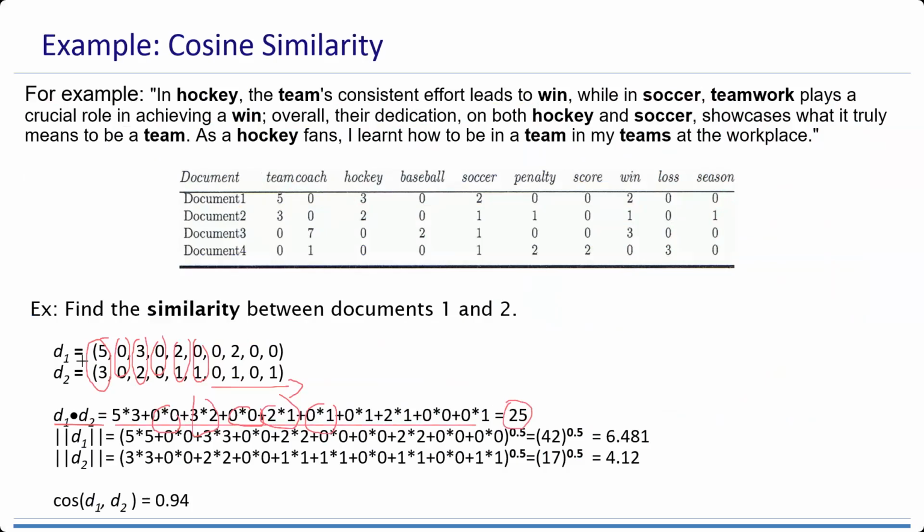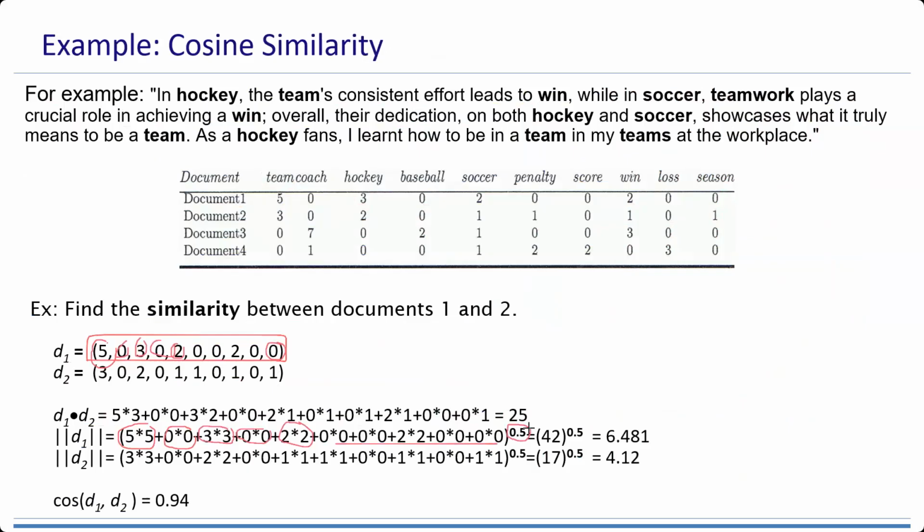Now we will also check the factorize of the document. Factorize of document one means we will do the calculation only on this particular document. So we will do the 5 square plus 0 square plus 3 square plus 0 square plus 2 square and so on until the last one, 0 square. And then we do the power 0.5.